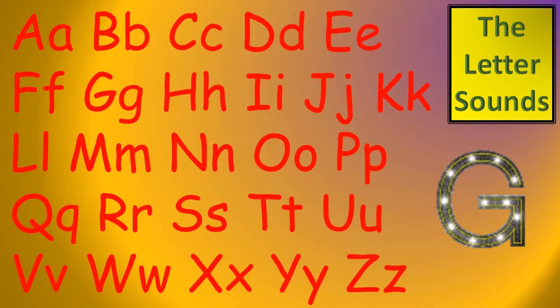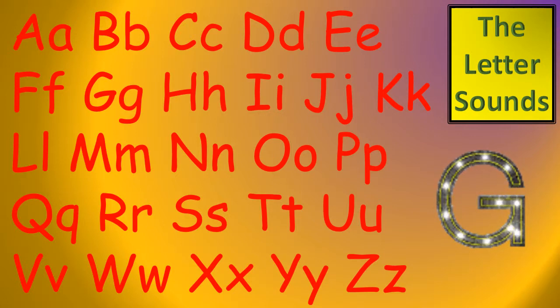The letter E, the short sound is E, as in egg. The long sound is E, as in Eve. F is pronounced as F, as in frog.